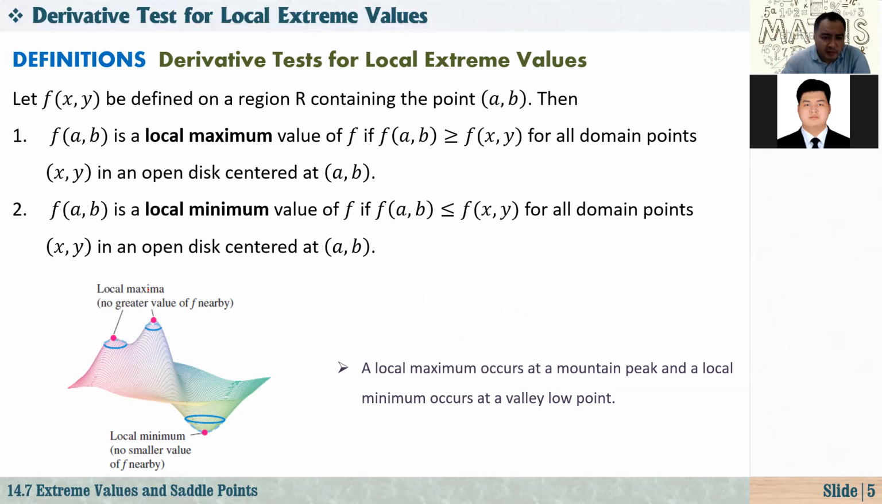Here's some example local maxima, no greater value of f nearby. The first point, local maximum; the second point, local maximum; and that's the deepest part of the ocean maybe, so actually locally, that is a local minimum, no smaller value of f nearby. That's why it's called locally, comparing to some neighboring points that gives us the maximum value.